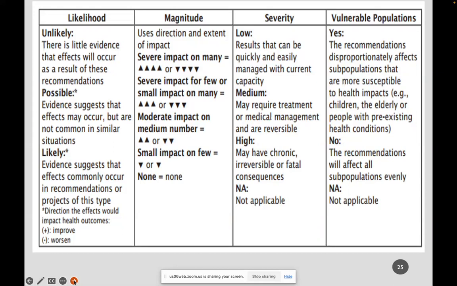So your magnitude really says, how bad is this going to be? Severity is how can it be handled, right? Can it be triaged? Can these impacts be mitigated through the recommendations? Or are these impacts going to be irreversible over time?